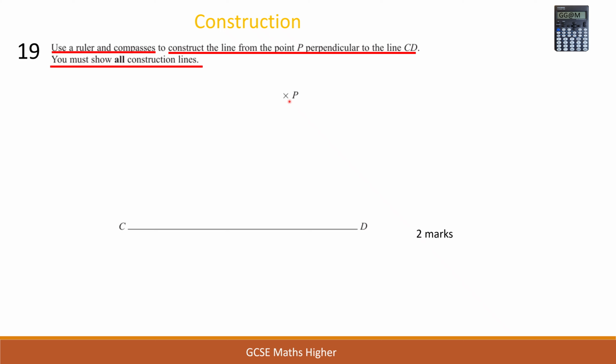So what you need to do is put the point of the compass at point P, and arc across the line here twice. So that gives us an equal distance from P crossing the line CD twice.